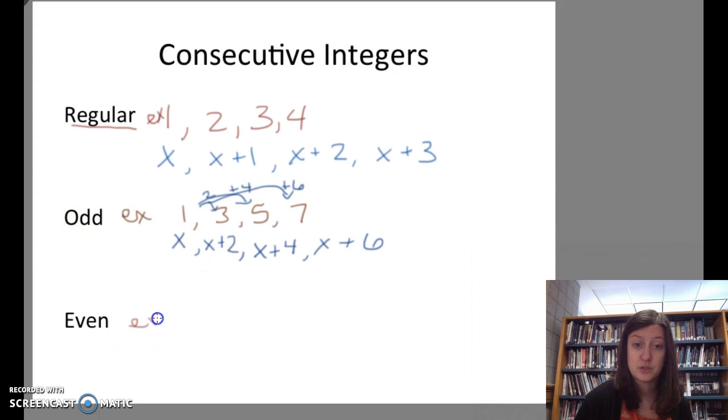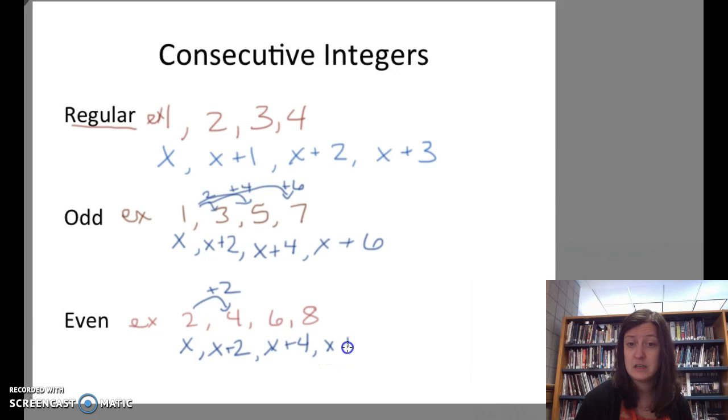Same with even numbers: 2, 4, 6, and 8. Our first number is x. Our next number, you skip 1, so it's x plus 2. So the only thing that changes between an odd and an even number is where you started. It just depends on what number you start with.